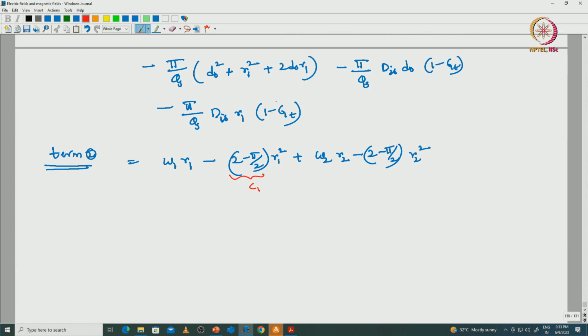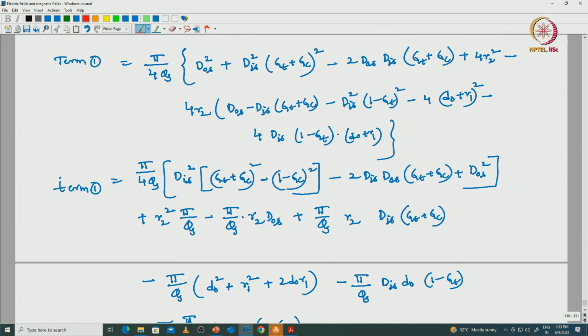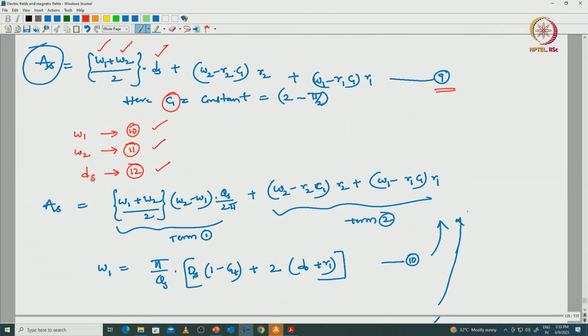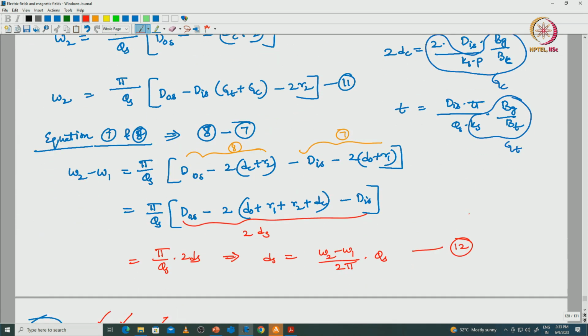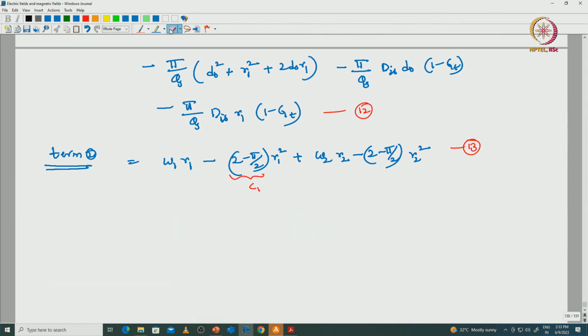The same thing I considered here. Just substitute W1 and W2, add term 1, that is equation number 12 and 13. So, these two equations will be 13 and 14. Substitute 13 and 14 in slot area.